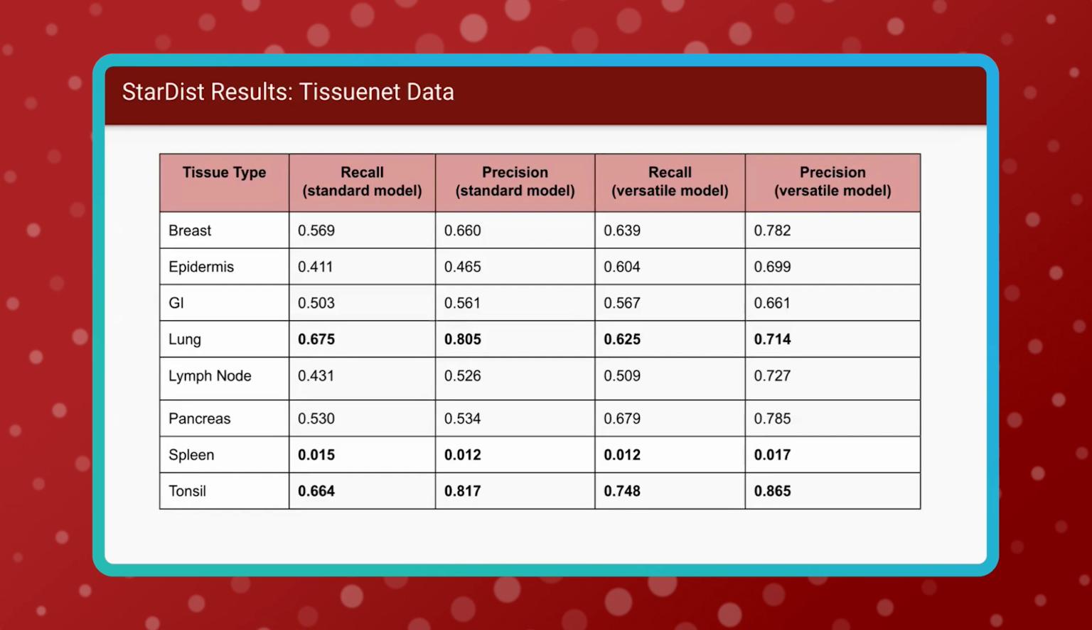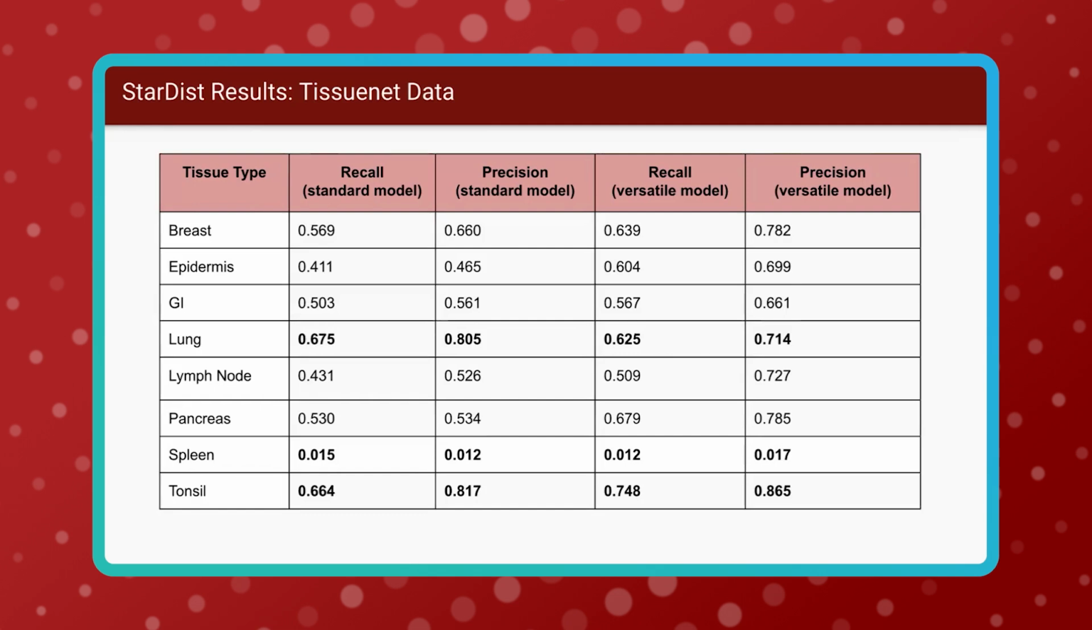Now looking at the StarDist results for the TissueNet data, we see that across the standard model and the versatile model, there's the best performance on lung and tonsil tissue samples, and the worst, quite poor performance on the spleen tissue. We see generally that for the versatile model and the standard model, the precision tends to be higher than the recall.